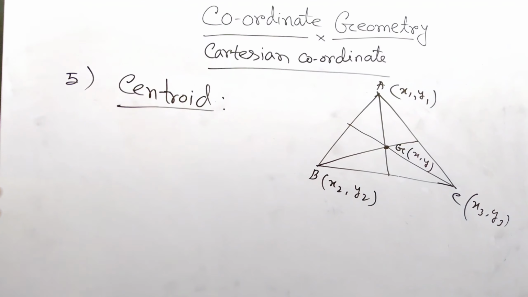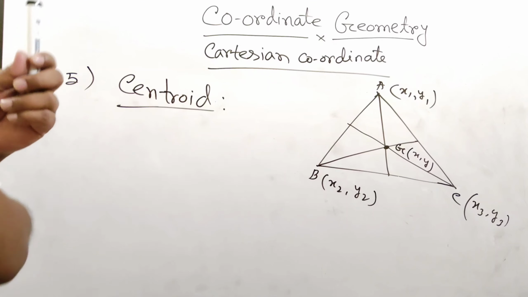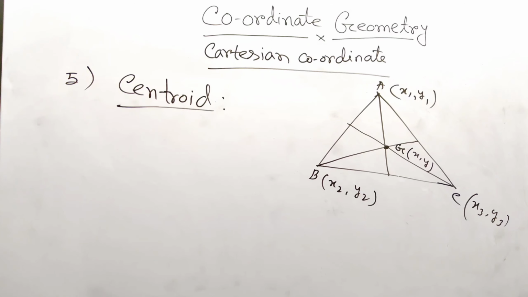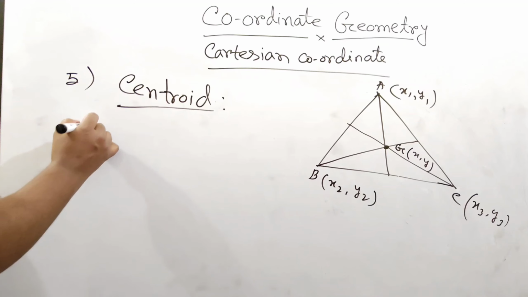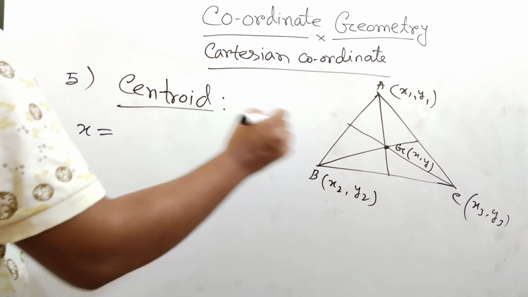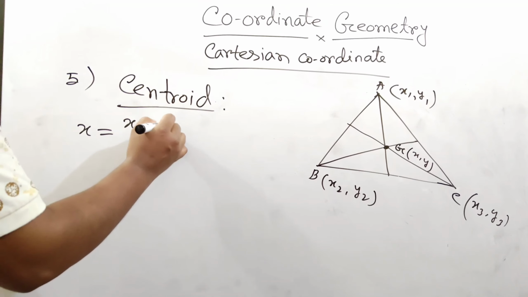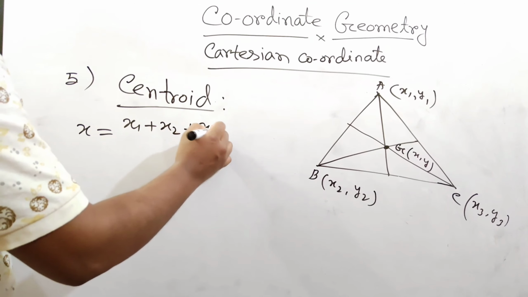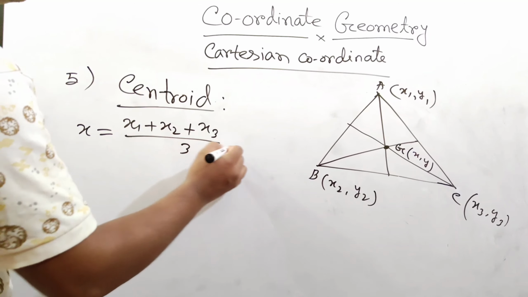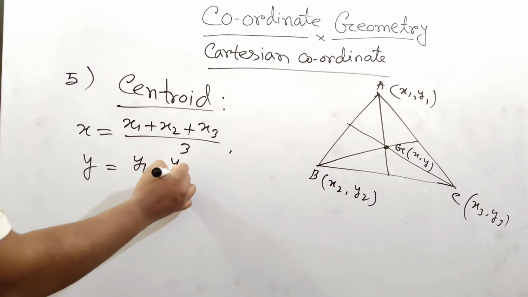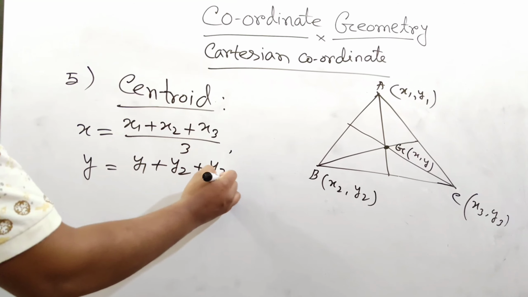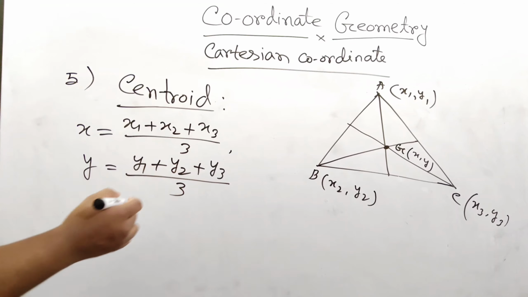So the question is, what is the value of this centroid? This is so easy. Like the midpoint, here the value of x is the average of the x values, that is x1 plus x2 plus x3 over 3, and y equals y1 plus y2 plus y3 over 3.